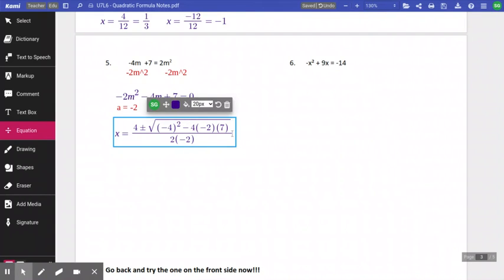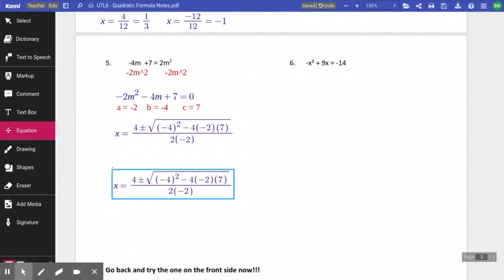Just like those past problems, I've got to figure out what all of this here equals. And just like those past ones we've done, I'm going to focus in on figuring out that square root part first. So inside my square root, I've got negative 4 squared. What does that equal?